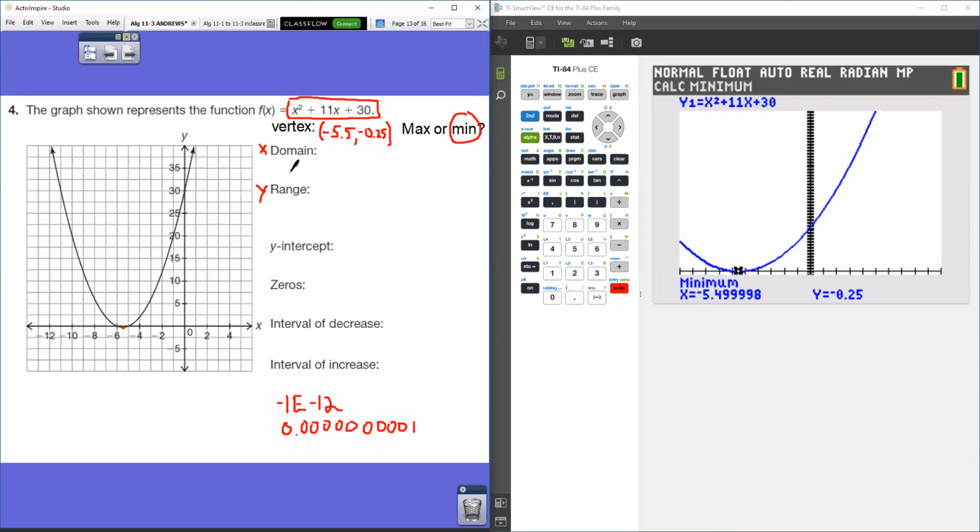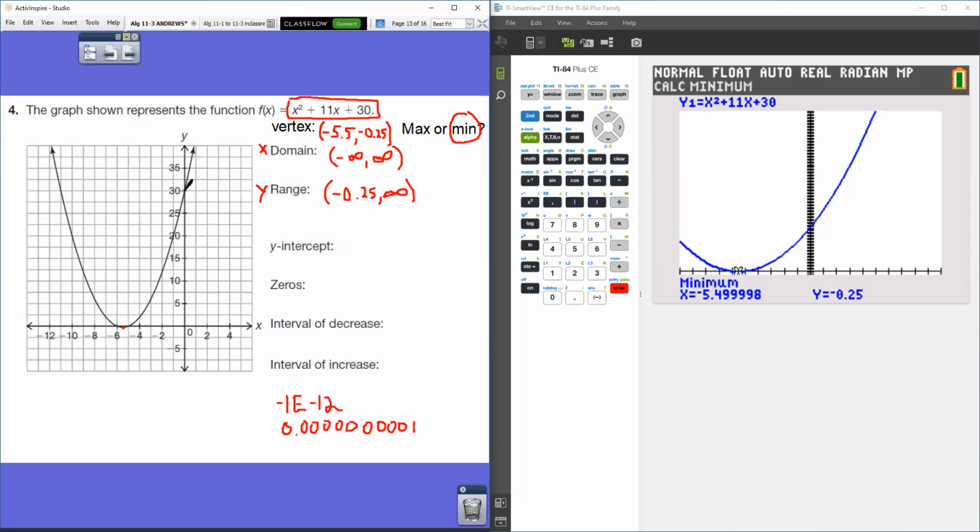For your domain are your x values. So going from x to x, how are we going? Well, it goes on forever in both directions. So it is negative infinity to positive infinity. For the range, the bottom part of our graph, the lowest point of our graph is negative 0.25. And then it just goes up. It keeps on going up, up, up. So that is to infinity.